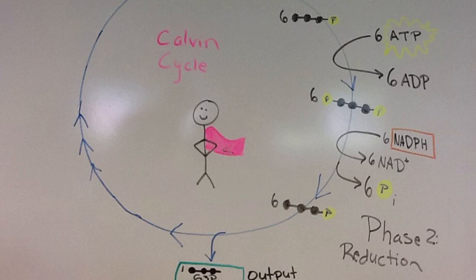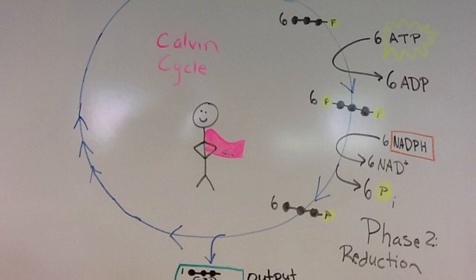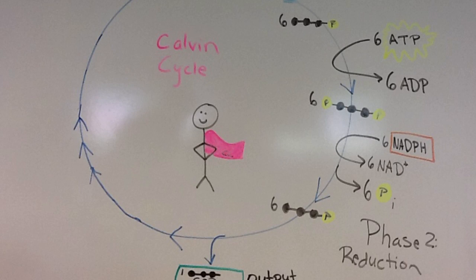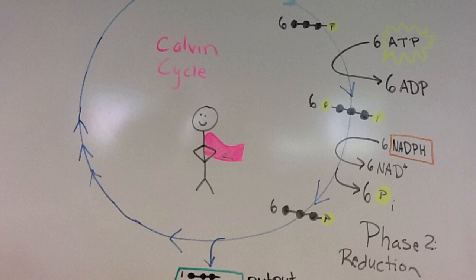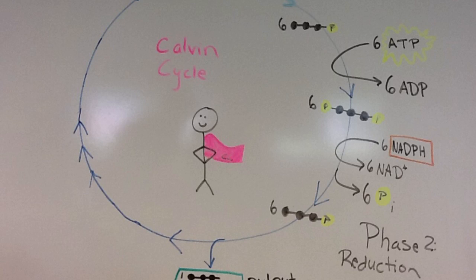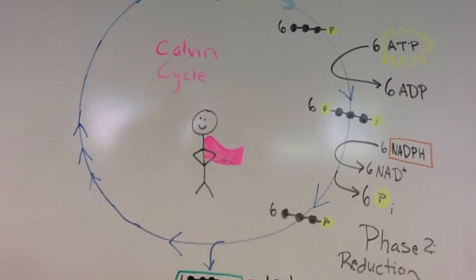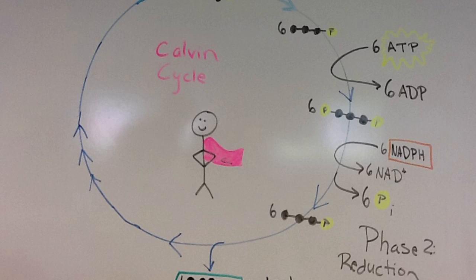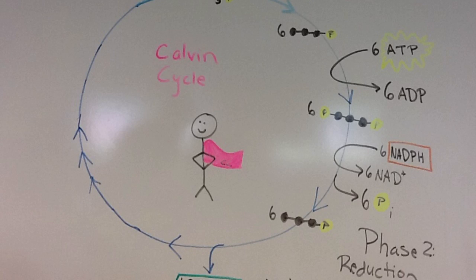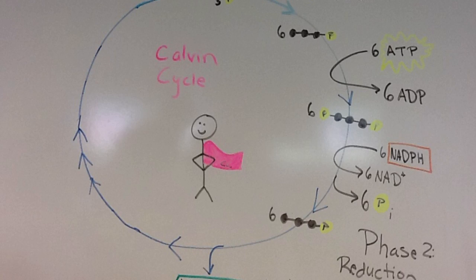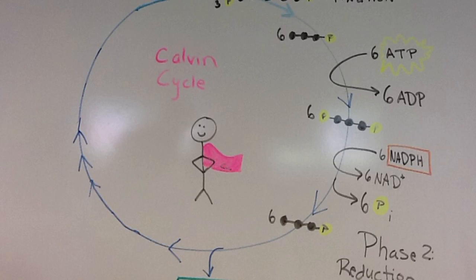For every 3 molecules of carbon dioxide that enter the cycle, there are 6 molecules of G3P formed, but only 1 molecule of this 3-carbon sugar can be counted as a net gain of carbohydrate. The cycle began with 15 carbons worth of carbohydrate in the form of 3 molecules of the 5-carbon sugar RuBP. Now there are 18 carbons worth of carbohydrate in the form of 6 molecules of G3P. 1 molecule exits the cycle to be used by the plant cell, but the other 5 molecules must be recycled to regenerate the 3 molecules of RuBP.